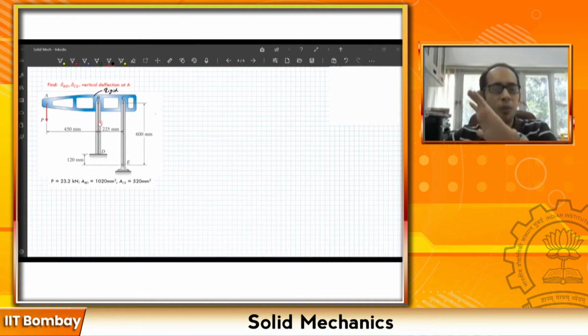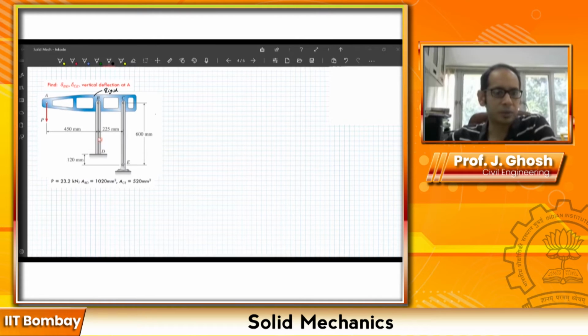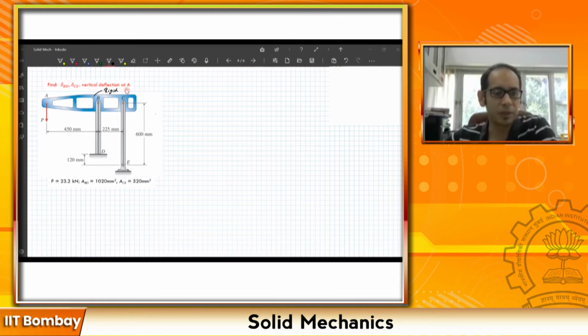Right, now let's see what we are given and what the problem asks us to do. So we are given the magnitude of this particular load P, 23.2 kilonewton. Then we are given the cross-sectional area of this bar BD and the cross-sectional area of this bar CE. It may be circular, maybe square, we are not clear, but as long as the cross section is given, we are fine with it, right? Also, the problem asks us to calculate the delta BD, the deflection, the shortening or elongation, we'll see what it is, and the delta CE and the vertical deflection at A, right?